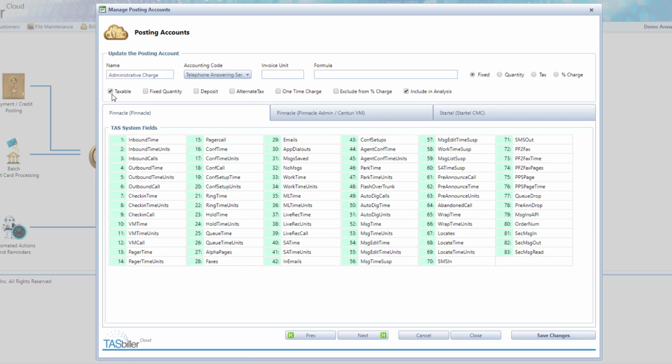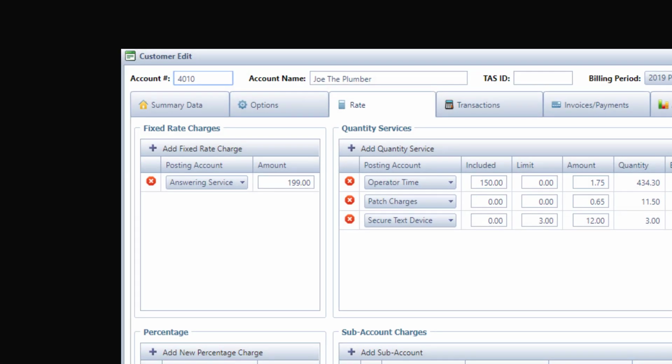And let's just start by editing this first one, and we'll go through each possibility of the various posting account types. First of all, there are 4 different types of posting accounts: fixed, quantity, tax, and percentage charge. A fixed charge, such as an administrative fee, would not have a unit value or a formula. It's simply a dollar amount that you would type in on the client's rate tab or during manual charge posting.